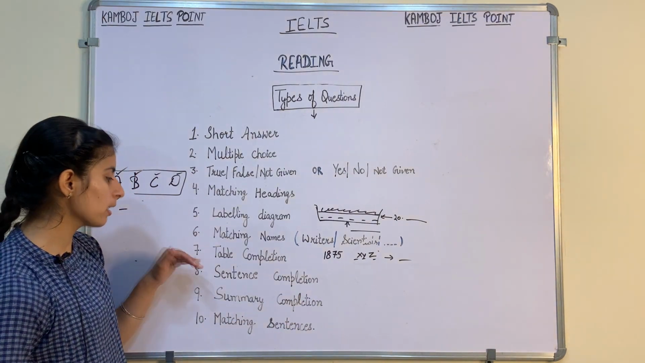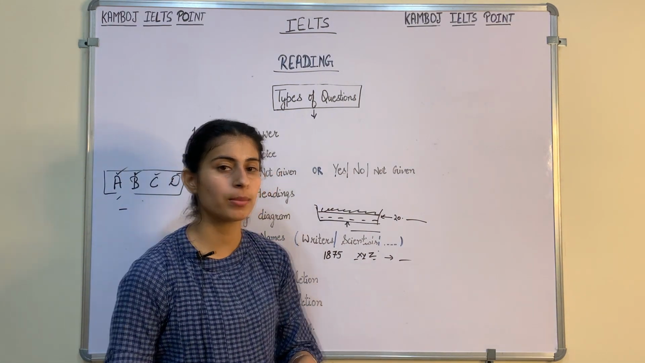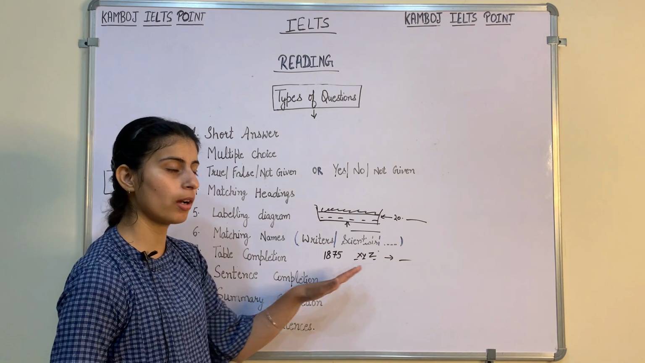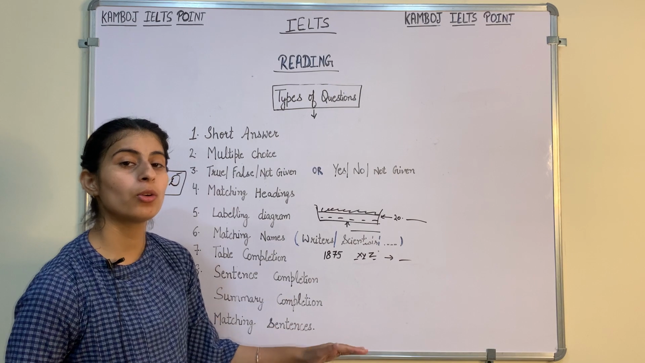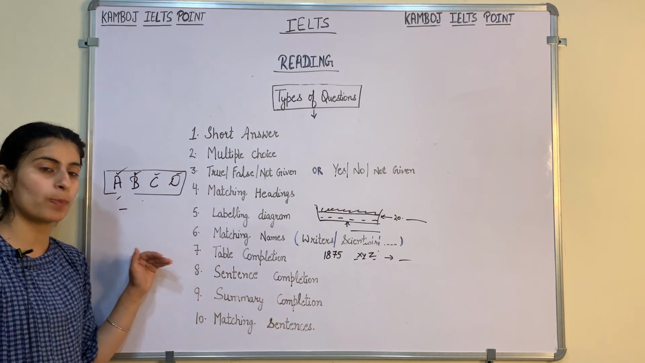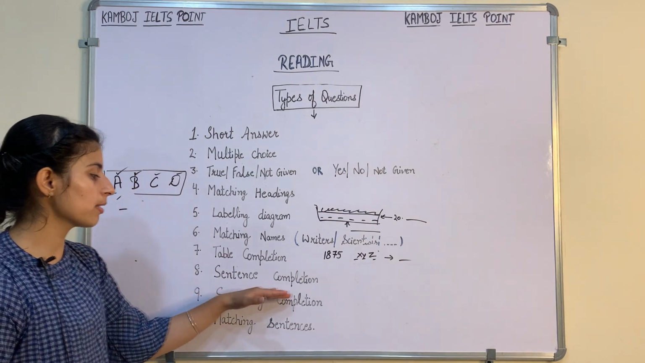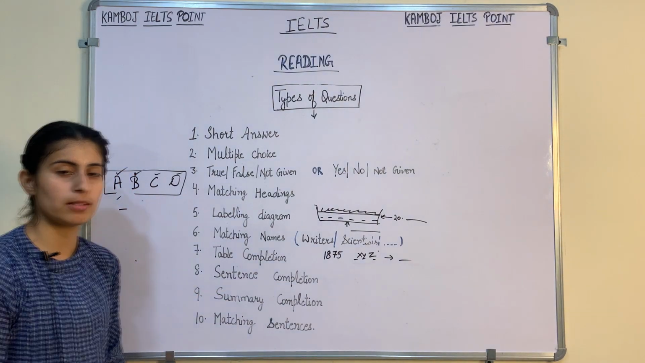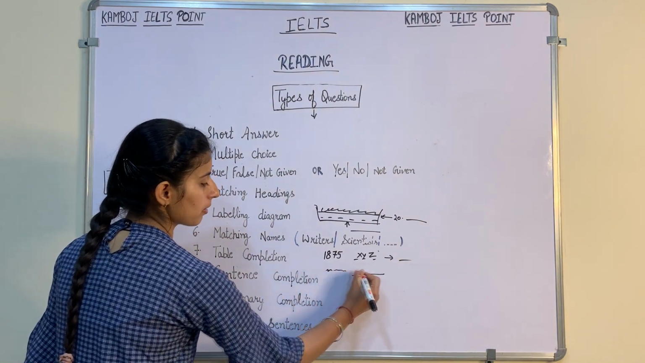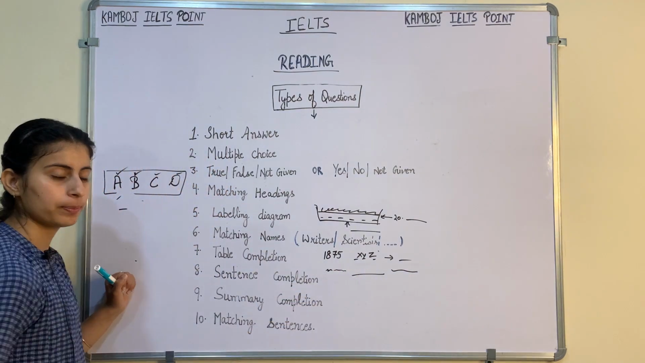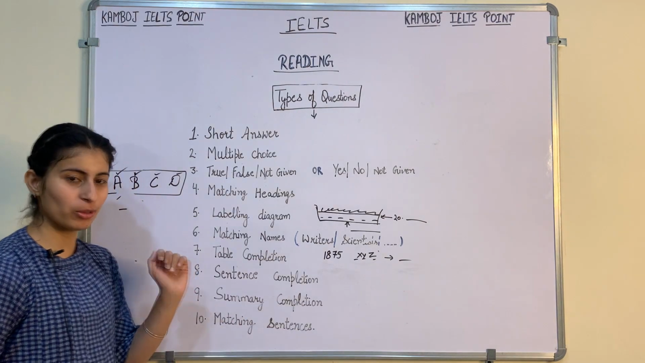The seventh one is table completion. As I discussed in the listening exam, you will get a table and you have a passage. You will have blanks in the table and you have to fill those blanks by reading the passage. That is known as table completion. The eighth one is sentence completion. You will get some sentences with blanks in them. We also know it as fill in the blank. So you have to fill those blanks.